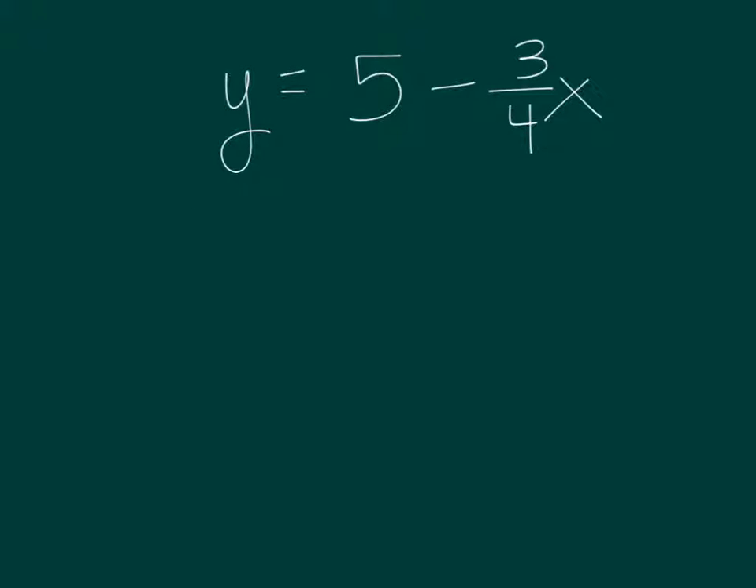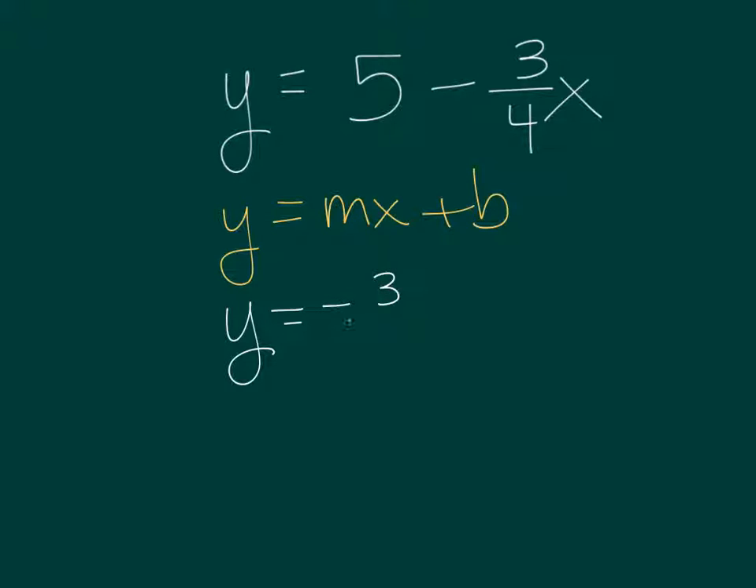Now, some of you might argue that this equation is not in the form mx plus b. You might say, nope, doesn't look the same. However, if I rearranged the first problem up here, I could rewrite it where the value that goes with the x comes first, so negative 3/4 x plus 5.